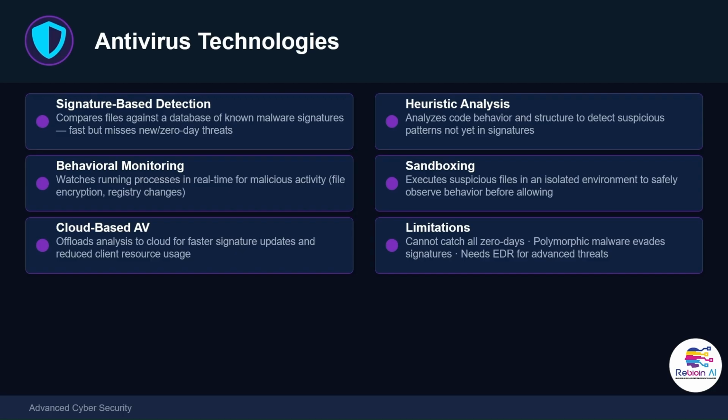The problem is zero-day malware. Brand new malware has no signature yet. It can walk right past signature-based AV. Heuristic analysis tries to solve this. Instead of matching a signature, it asks, does this program behave like malware? Does it try to enumerate all files? Does it make network connections to unknown IPs? Does it try to disable security software? This catches many new threats but also creates false positives.